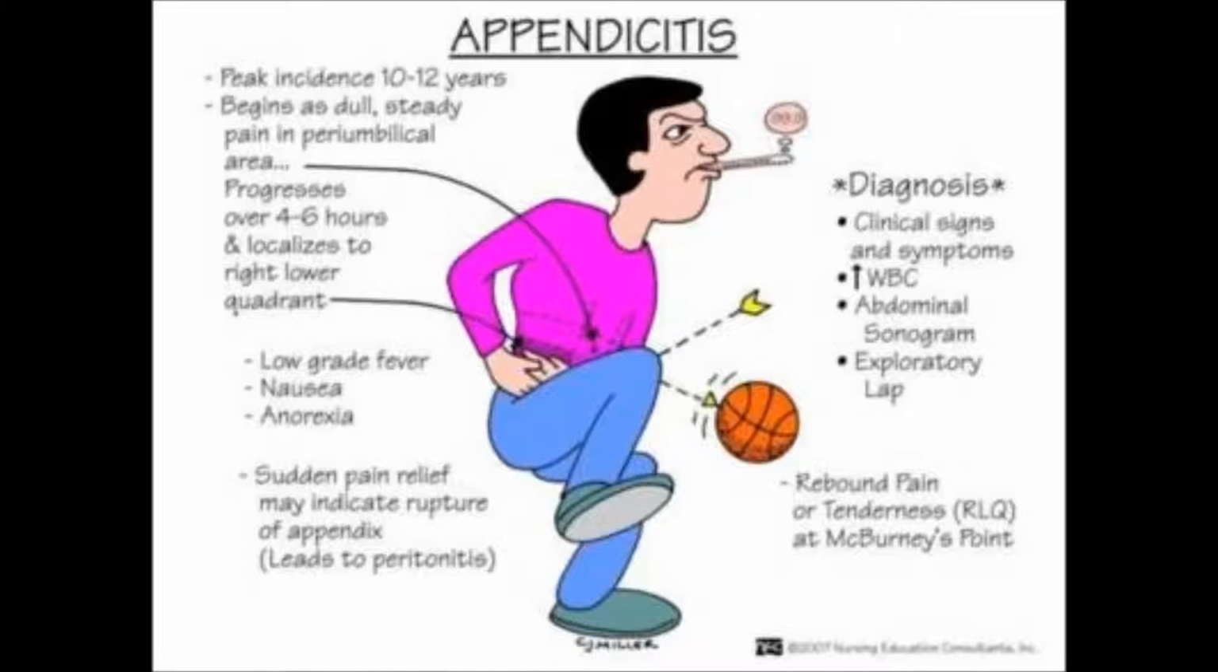Meckel's diverticulum, right? You heard of the rule of 2s? 2% of the population, it's usually 2 centimeters. It's got 2 kinds of tissue, right? Gastric tissue and intestinal tissue. 2% are malignant, and it's 2 feet away from the ileocecal valve.